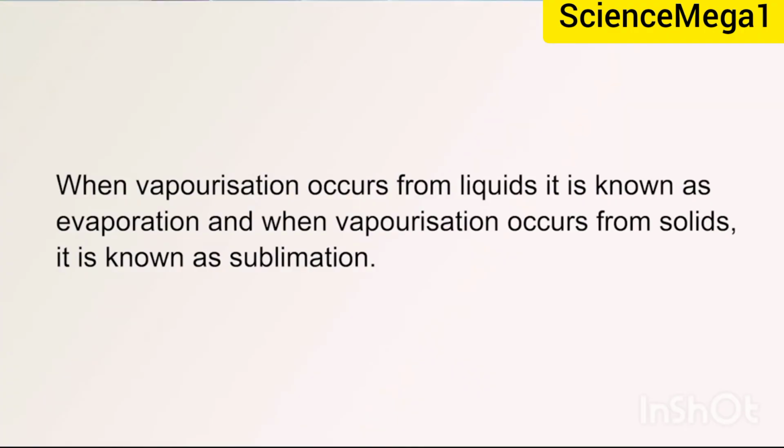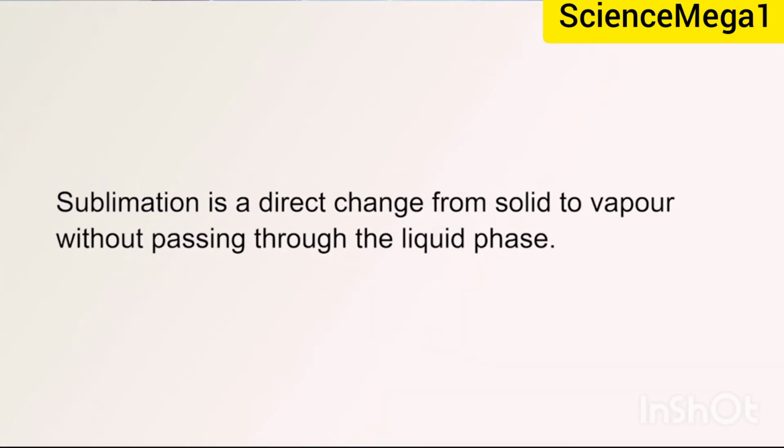When vaporization occurs from liquid, it is known as evaporation. And when vaporization occurs from solids, it is known as sublimation. Sublimation is a direct change from solid to vapor without passing through the liquid phase. An example of this is the naphthalene balls or the camphor you normally use in your various homes. You realize that the size of the camphor keeps on reducing day in, day out, meaning it is subliming. It is changing gradually into the gaseous phase.